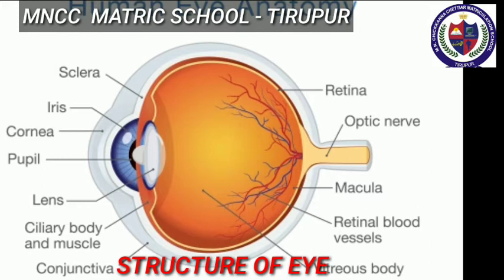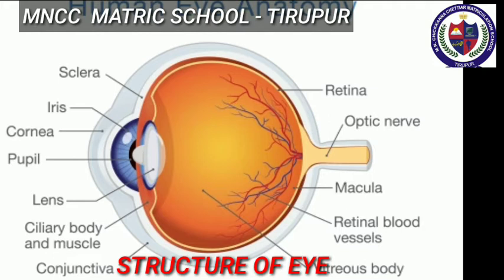Next one, pupil. It is the center part of the iris. It is the pathway for the light to retina. Next one, retina. This is the back surface of the eye. It is the most sensitive part of human eye on which real and inverted image of object is formed.